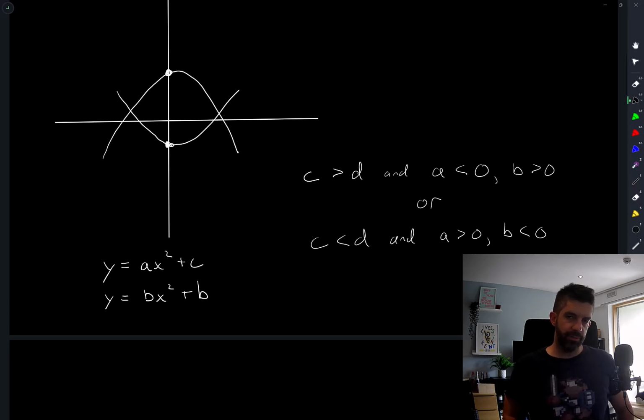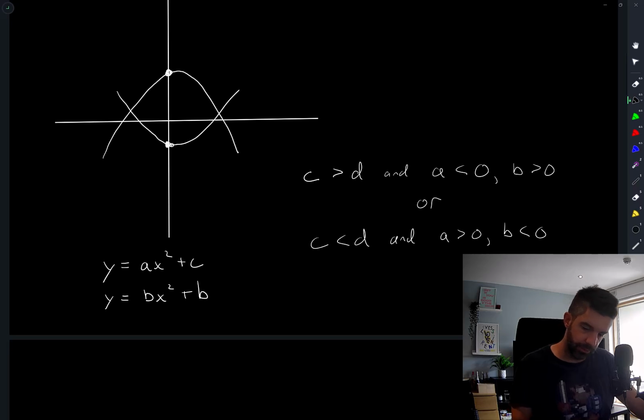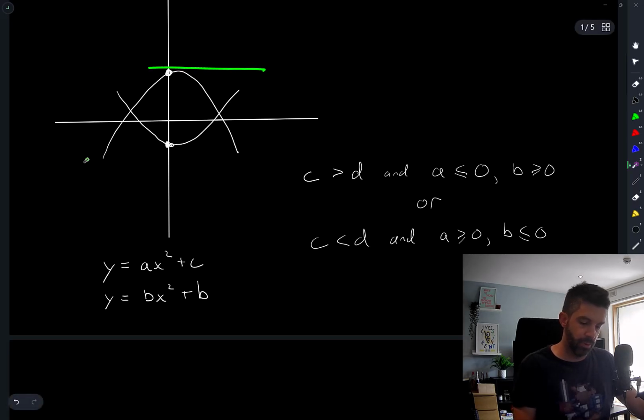The other thing we're going to have to be careful about here is that a and b could be equal to 0. So in fact, we could have less thans and greater thans here, but they can't both be equal to 0. Because then we have two horizontal lines, but a single horizontal line is totally fine.